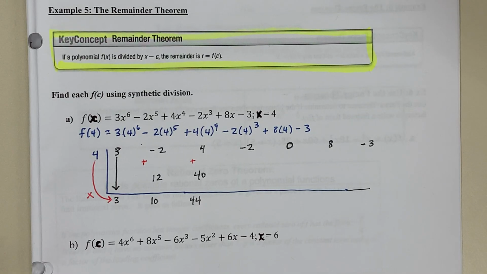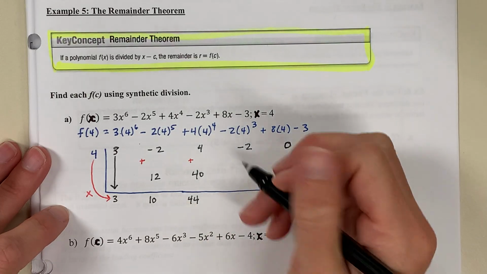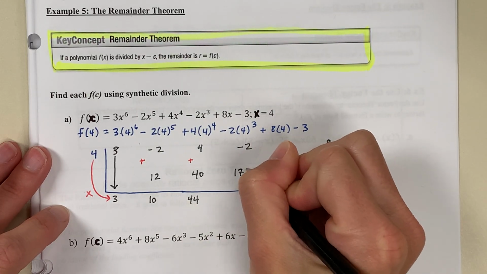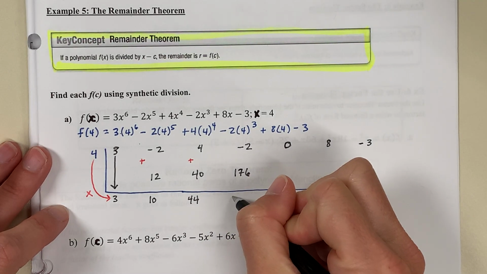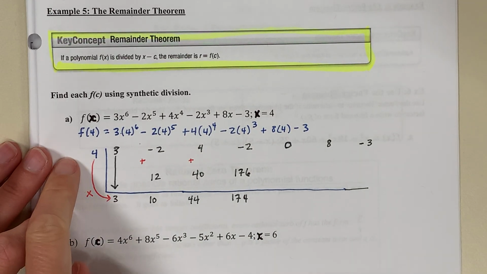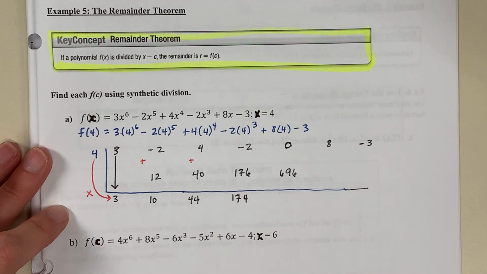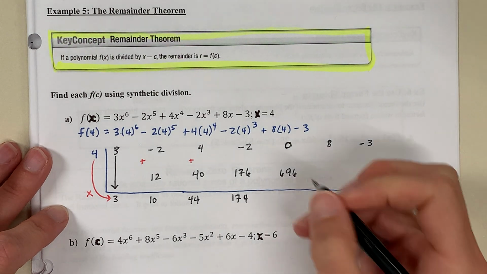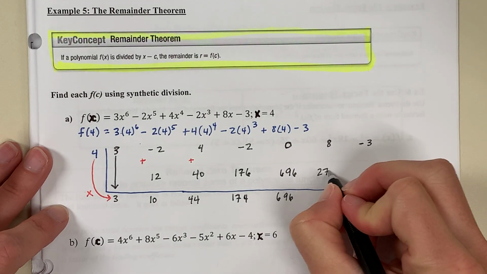Now the numbers are going to start getting larger. I'm going to multiply 4 times 44. I get 176. You're going to have to use a calculator for this. And then I add -2 plus 176 is 174. Okay, multiply. 4 times 174 is 696. Add those together. 0 plus 696 is 696. And we multiply. 4 times 696 is 2,784.